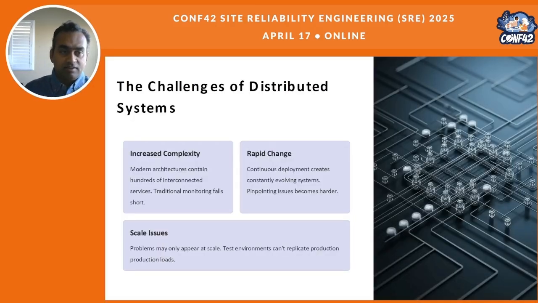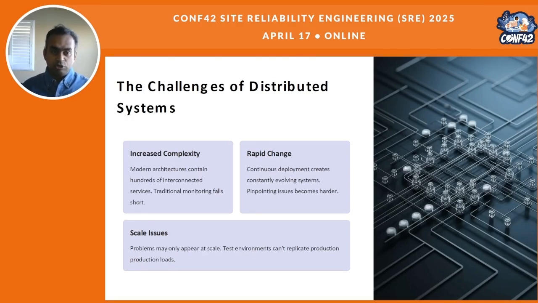Let us start by going through various challenges that we face while developing and maintaining distributed systems. Distributed systems are inherently complex. This complexity stems from the fact that they provide one system view to underlying tens or maybe sometimes hundreds of interconnected services. Hence, our traditional monitoring is not adequate.